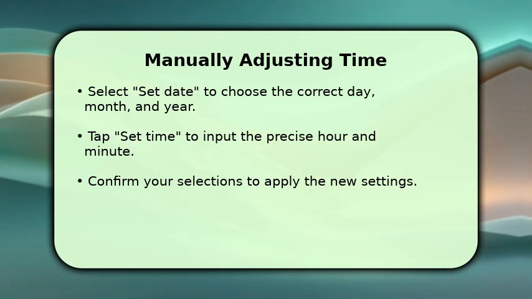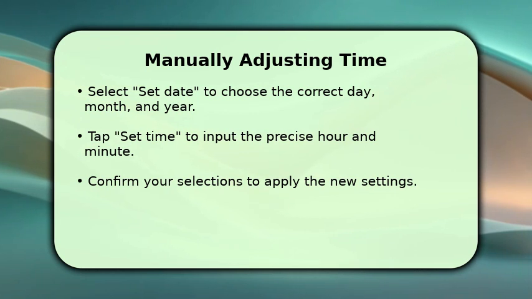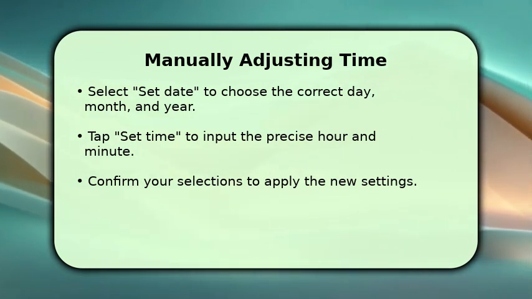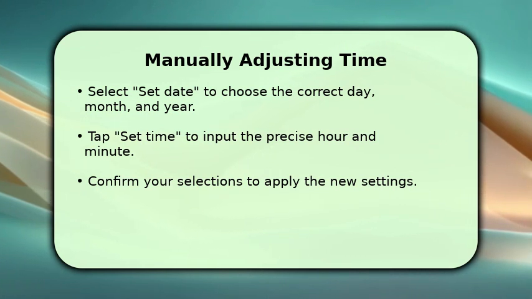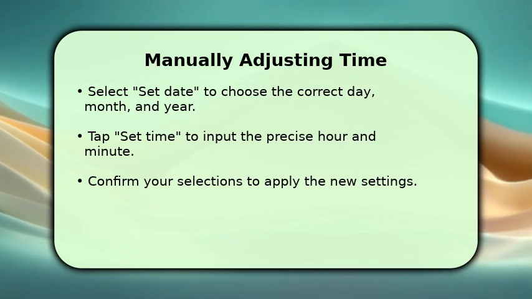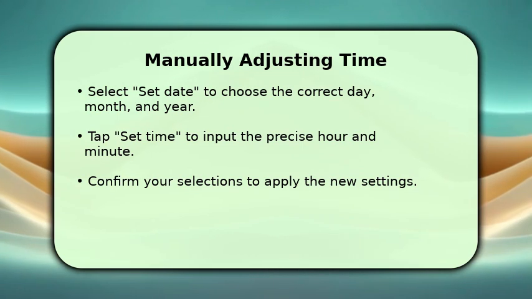First, tap on Set Date to bring up a calendar interface. Choose the current day, month, and year, then confirm your selection. Next, tap Set Time to adjust the hour and minute. You can typically use a digital or analog clock interface. Once set, confirm your choices to save the new date and time.